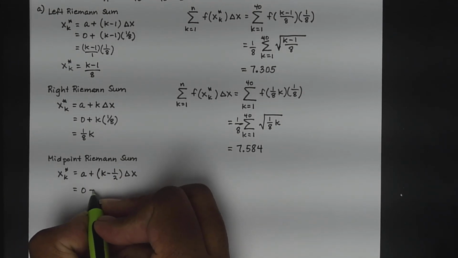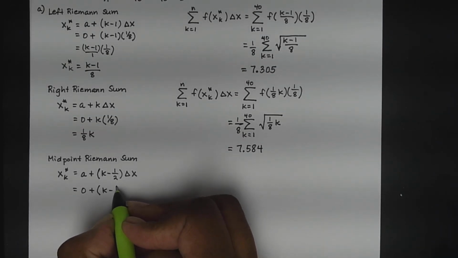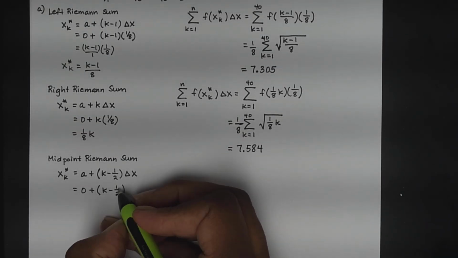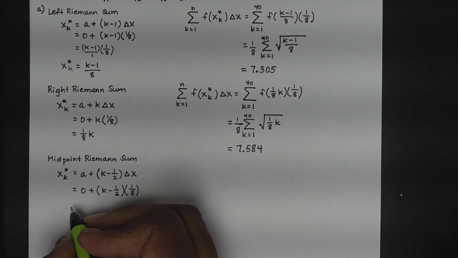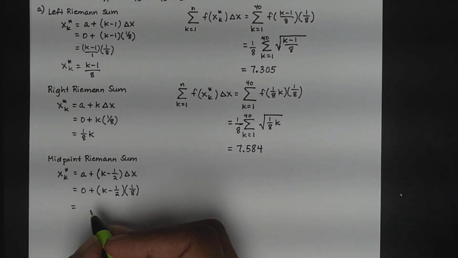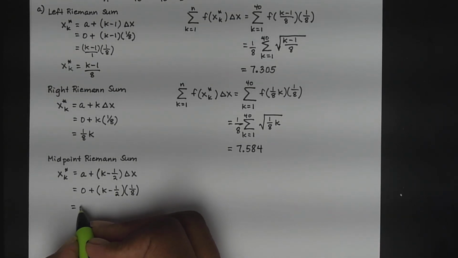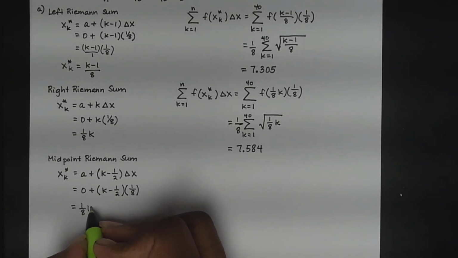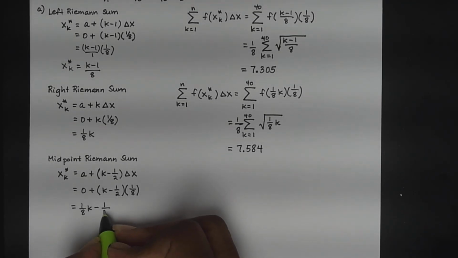My a is 0 plus k times the quantity k minus 1/2 times delta x, and that was 1/8. So if I distribute the 1/8 over the k minus 1/2, this will be 1/8 k minus 1/8 times 1/2, which will be 1/16.